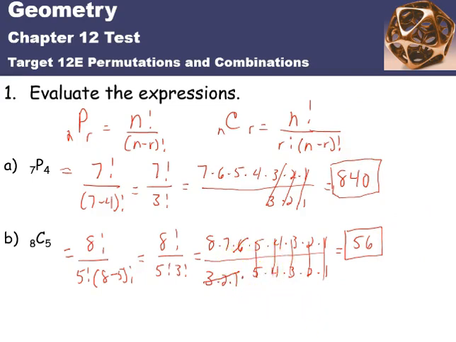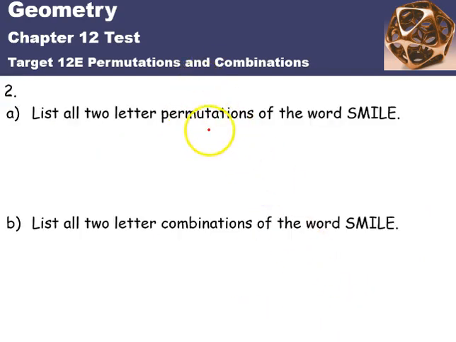But again, you have to show all this work. Okay, list all 2-letter permutations for the word smile. So in a permutation, order does matter. That means SM and MS are 2 different entries. So I'm going to say S with the M, S with the I, S with the L, and S with the E. Then I'd say M with the S. Now remember, SM and MS are 2 different entries, so I need to have both of them. Then M with the I, M with the L, and M with the E.